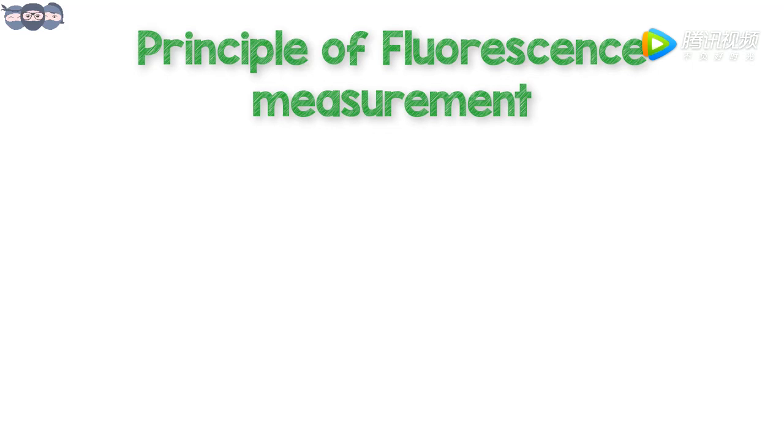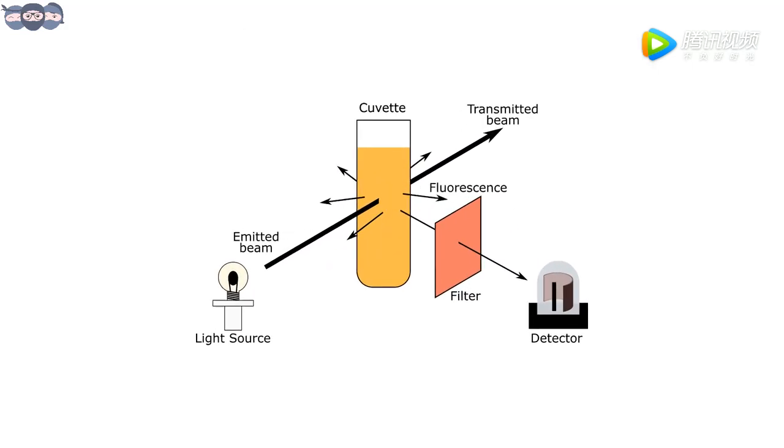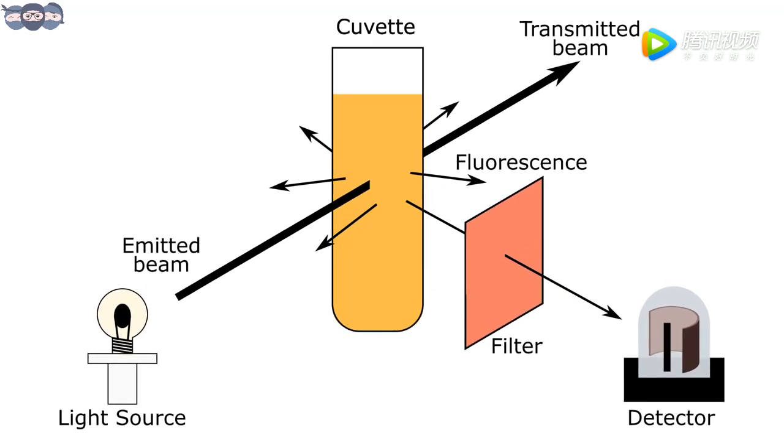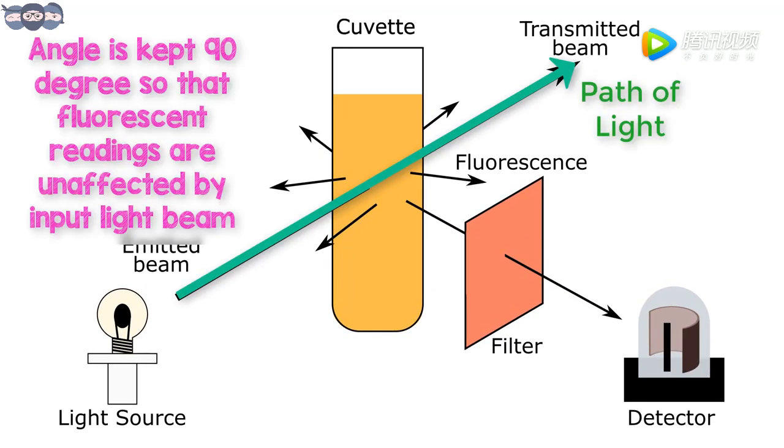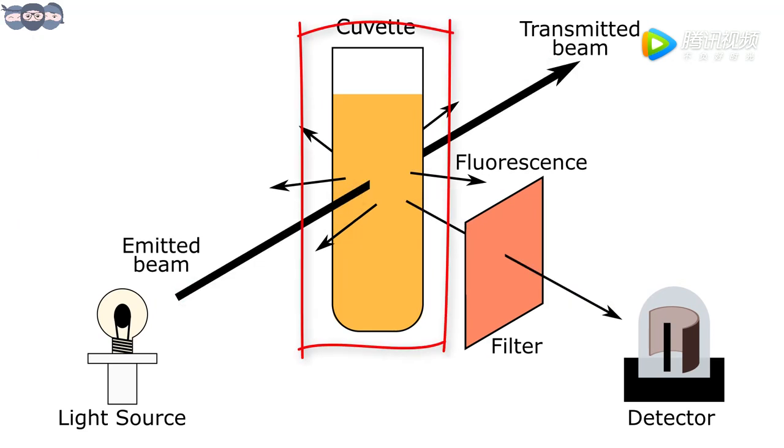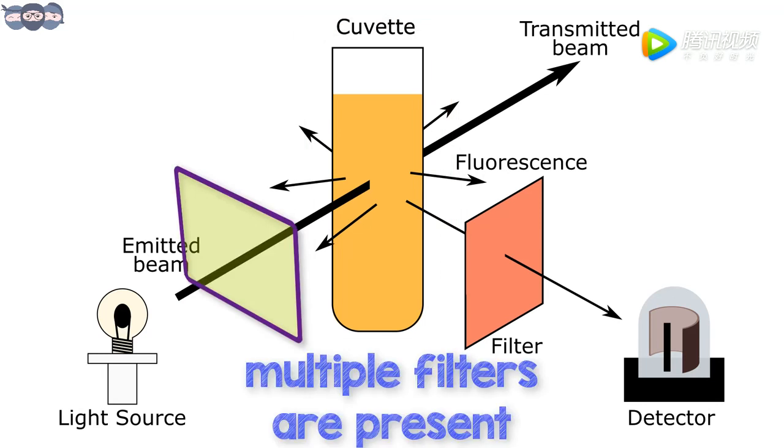Now let us try to understand the principle of fluorescence measurement. Again, we can refer to the diagram shown here. As seen, the detector is placed perpendicular to the light path of the emitted source. The analyte is placed in the cuvette. These instruments are employed with multiple filters or monochromators.